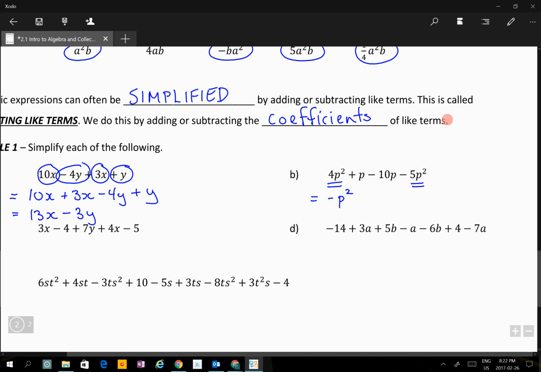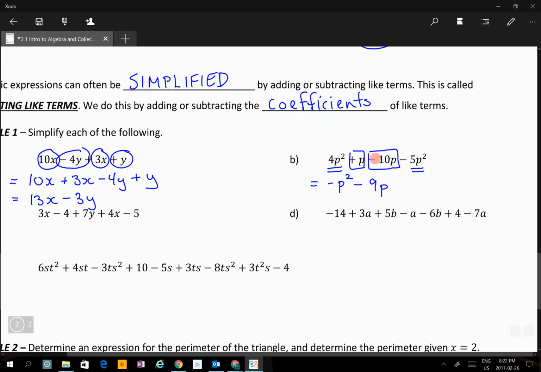And then I have these other like terms here, the plus p and the minus 10p. So again, invisible coefficient of 1 in front of the p. So 1 minus 10 is negative 9, or I can say here minus 9p. Okay, so again, my final result is still an expression with two terms separated by a subtraction sign. And I cannot combine these two terms because these are not like terms. One has a p squared and the other has a p.